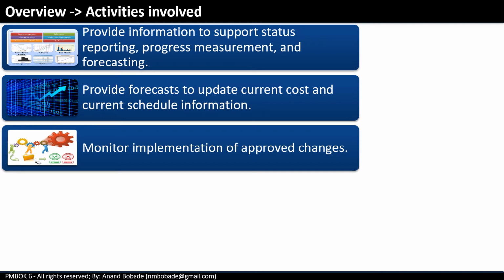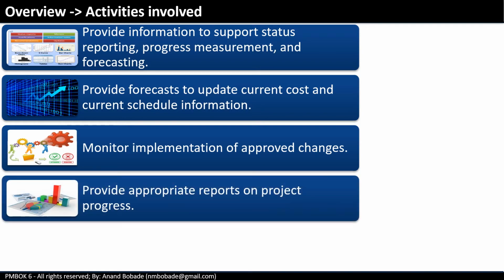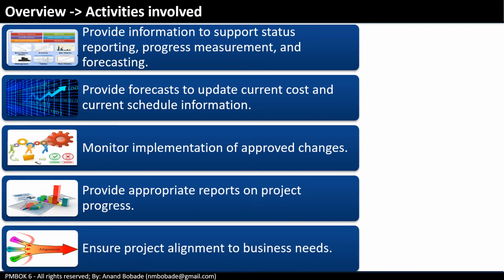Monitoring implementation of approved changes. Now, getting approved changes is one thing, but once the changes are approved, we as project managers need to ensure that those approved changes get implemented. Providing appropriate reporting on the project progress and status to maybe the project management office, your steering committee, or, if a project is a part of a program, then to the program management office. Also, you need to ensure project alignment to the business need and strategic objectives of an organization.